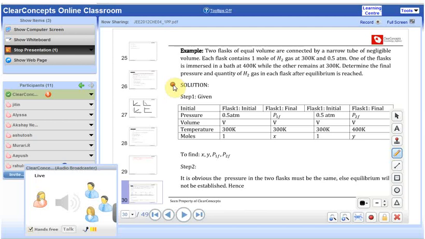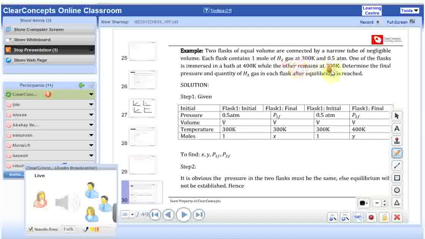So here's an application of the ideal gas equation. Let's just see what we're being asked for. There are two flasks of equal volume that are connected by a narrow tube of negligible volume. Each flask contains 1 mole of hydrogen gas at 300 Kelvin and 0.5 atmospheres.